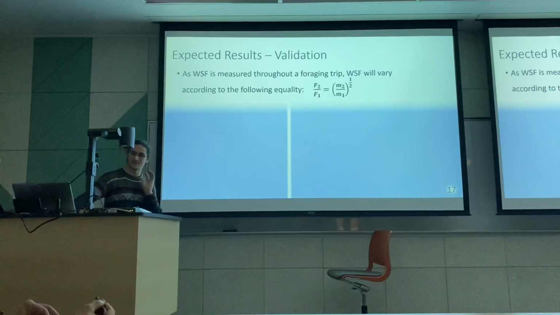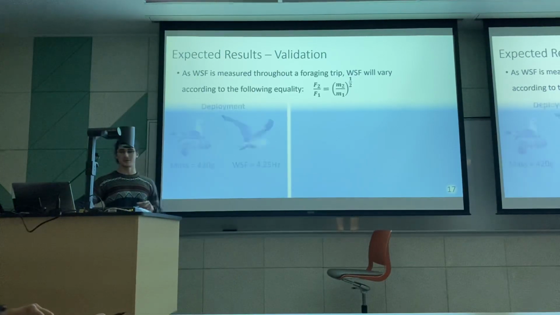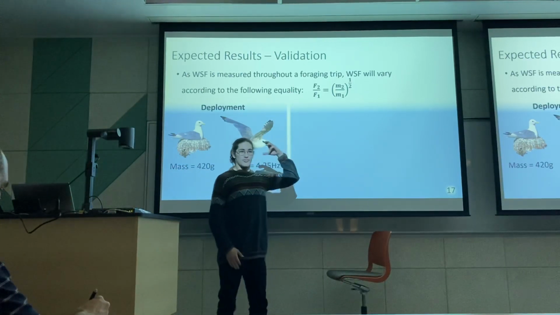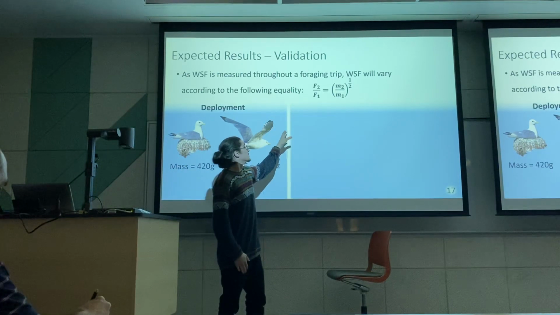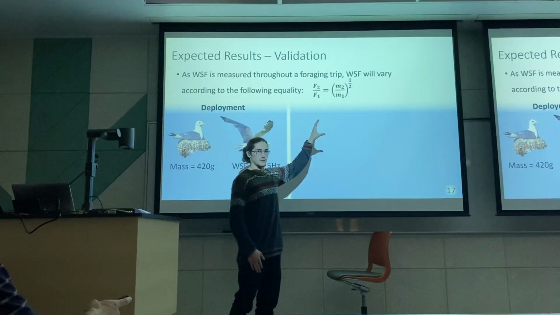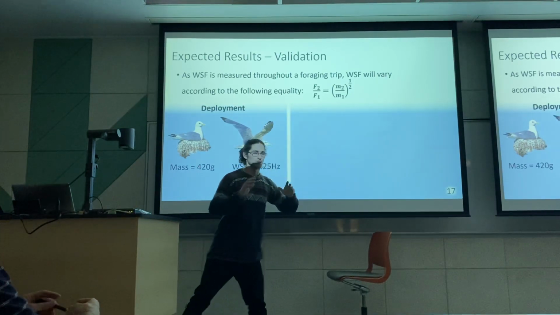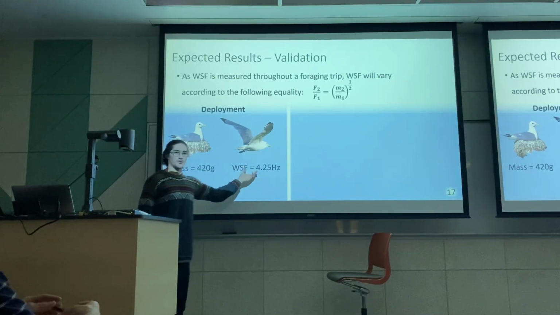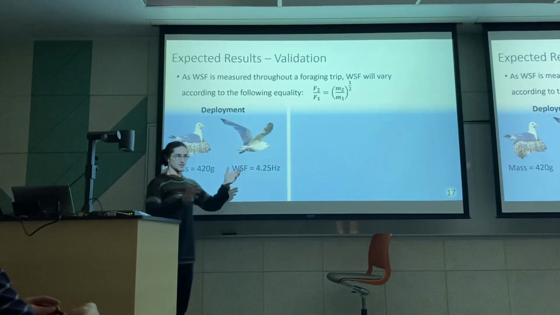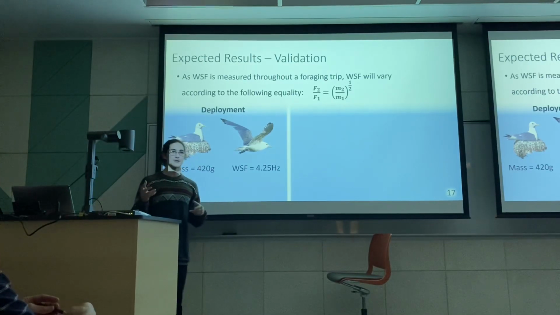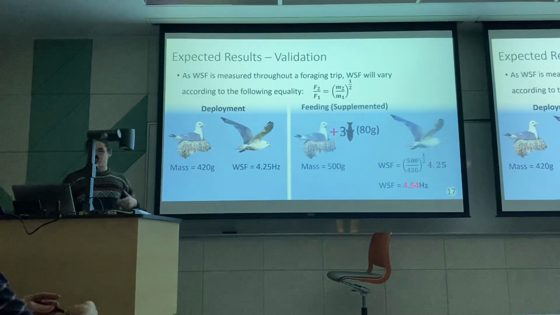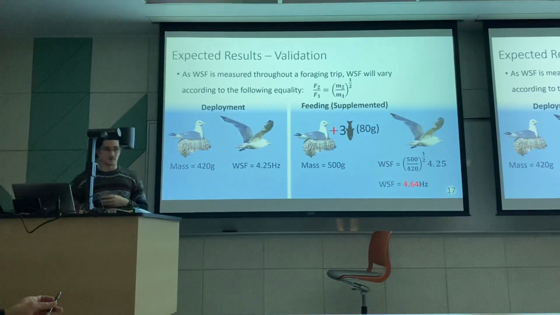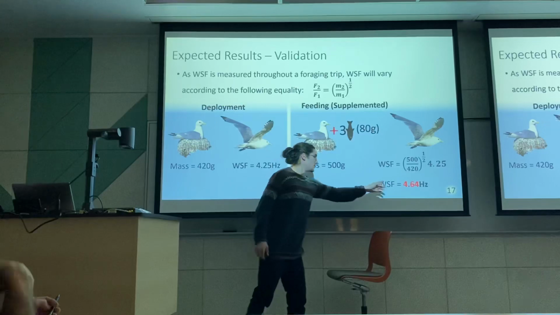So here is for the validation of the wing stroke frequency method. It should follow this proportionality. So the frequency ratio should follow the square root of the mass ratio. So let's say we have a bird that weighs 420 grams and has a wing stroke frequency of 4.25 hertz, which are arbitrary numbers, but close to reality. And that bird was fed 3 fish that we know the mass of. Then we should expect the wing stroke frequency to vary this much.